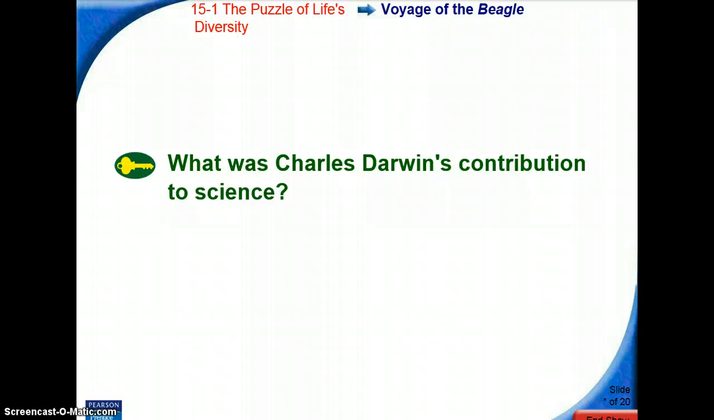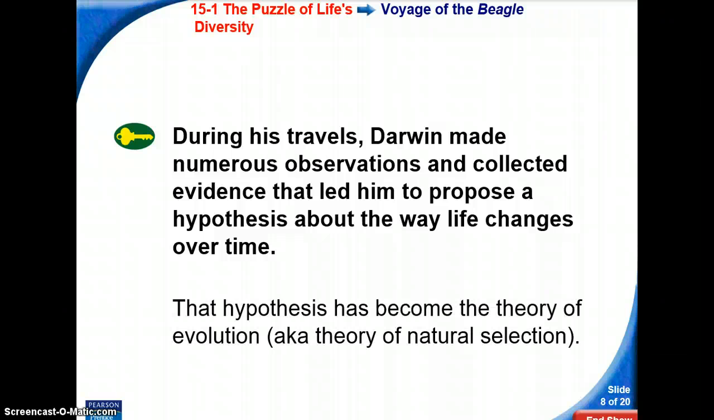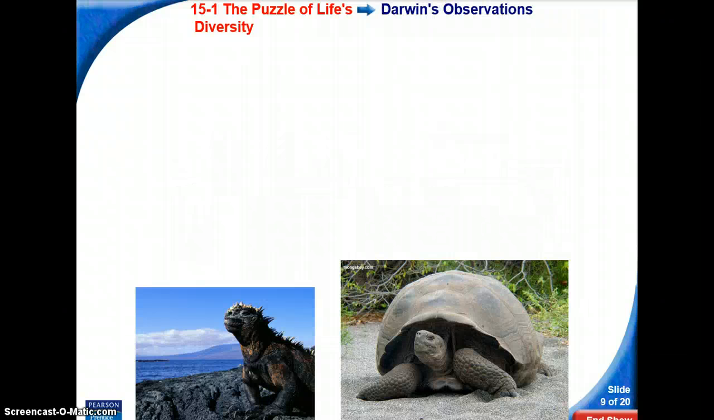So while he was doing this, he was really thinking mostly of science and how all of these observations contribute to the field of science. And what happened is during his travels, Darwin made numerous observations and collected evidence that led him to propose a hypothesis about the way life changes over time. That hypothesis then became the theory of evolution, which we also know as the theory of natural selection. And we'll get more into that in the next section.